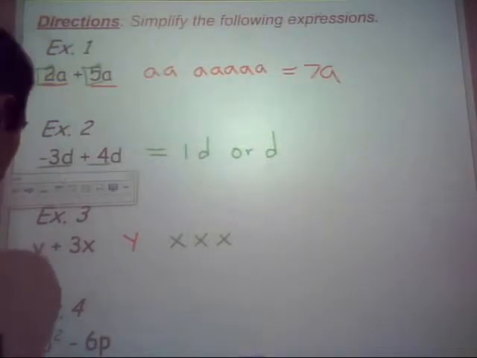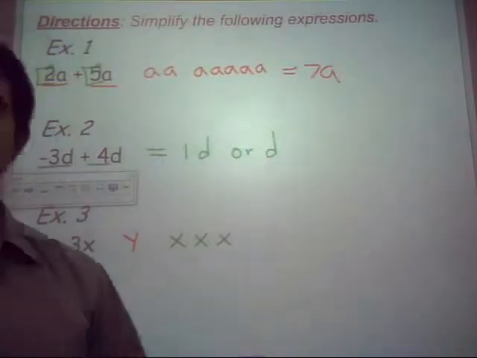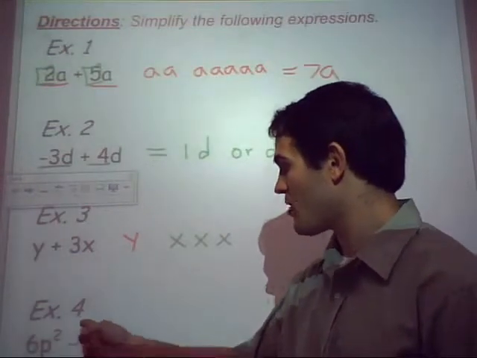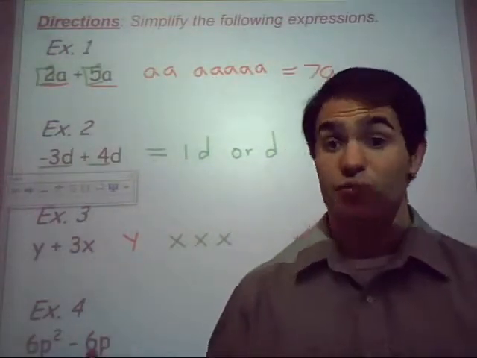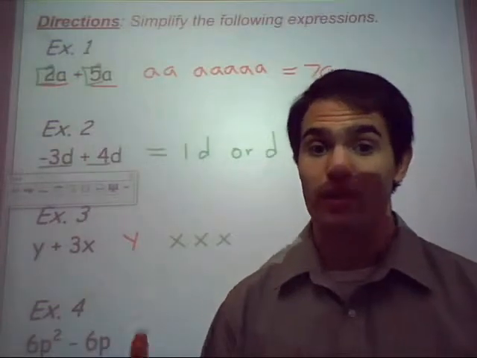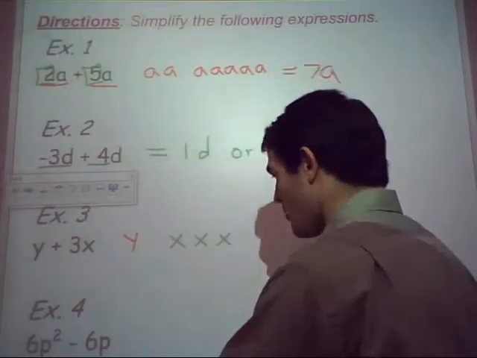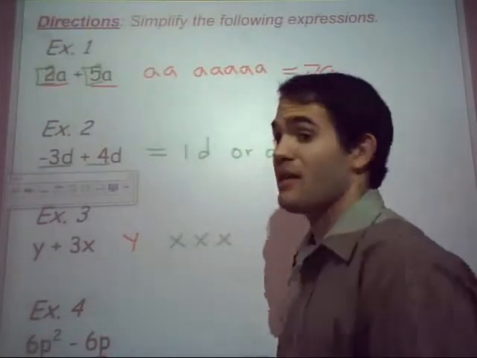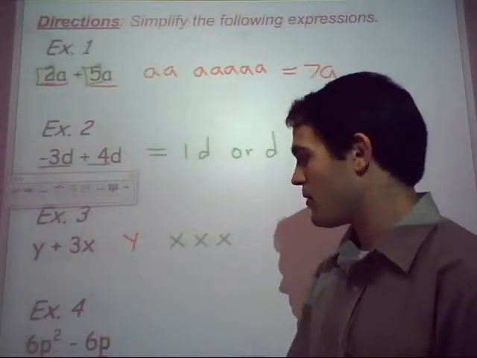We have a 4th problem here at the bottom of the screen. Can we simplify this? We have 6p squared minus 6p. To simplify this, they have to be like terms. Well, first question, do we have the same variable? Yes, we do. We have p and we have p.